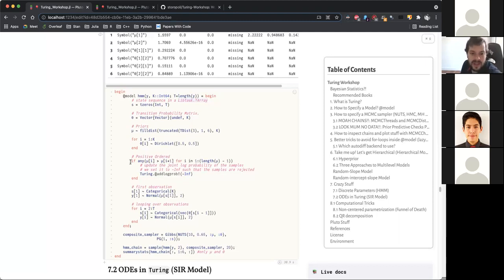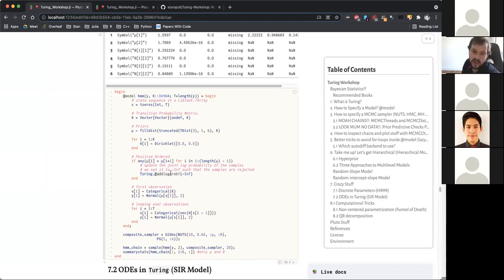And oh, how I did the positive ordered, this is okay. Who asked this? It was Force Brew. So Force Brew, this is kind of a hack. It's not efficient, but this is how I did it. I just put an if statement: if any of the mu i's is higher than mu i plus 1 for all of my mu's, if this happens, then it's not positive ordered, and I tell Turing to reject the sample.